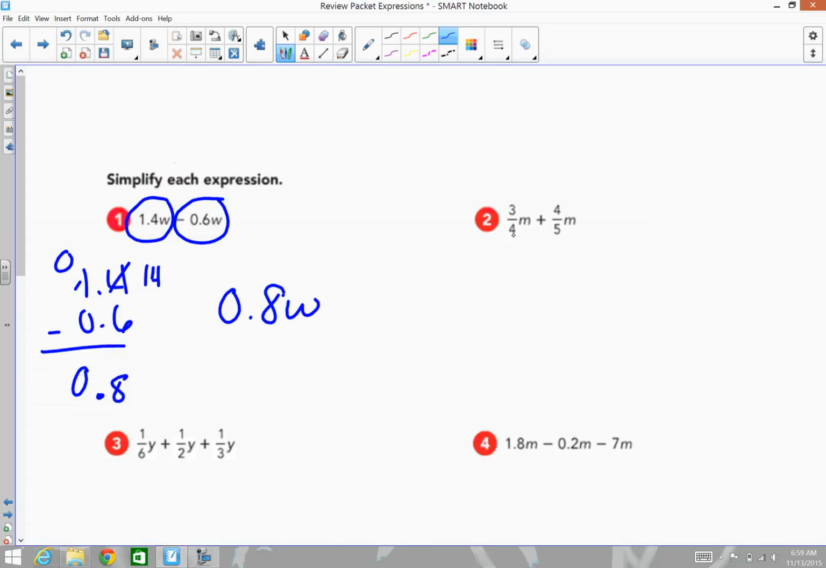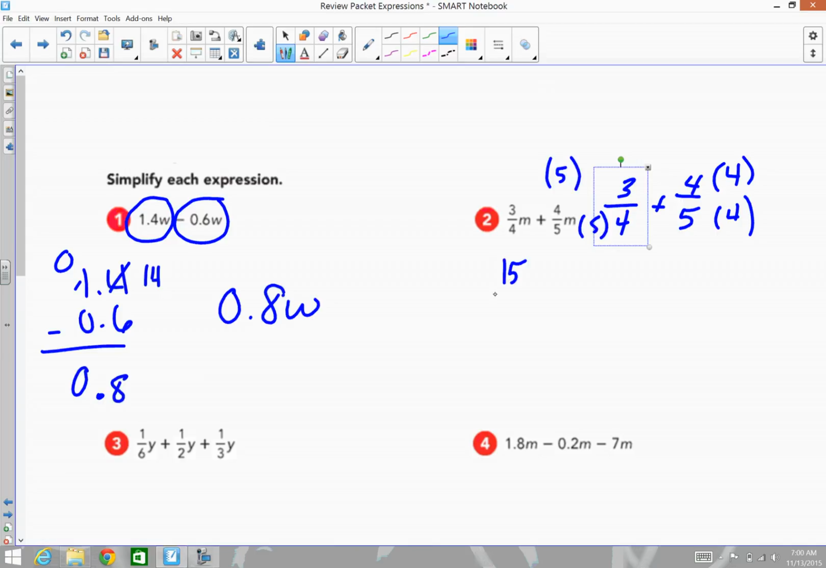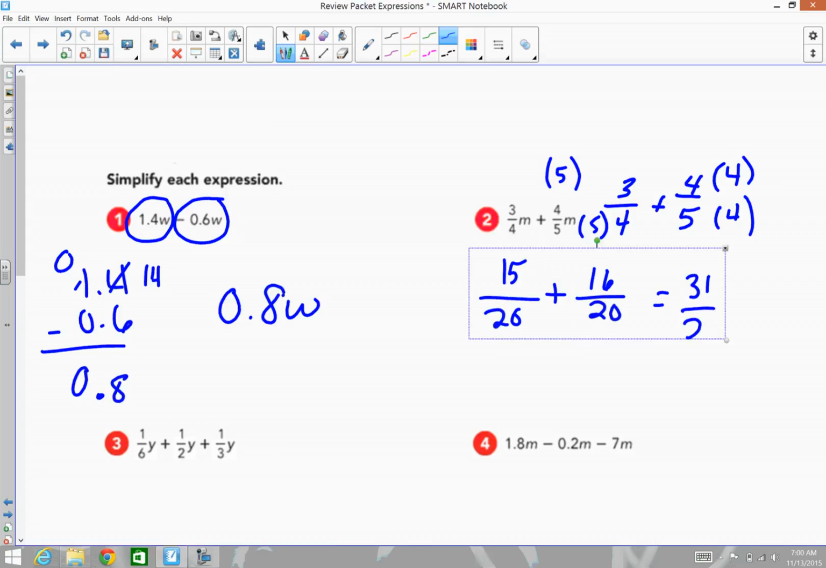Similar here, okay, both of these are from the M family, but in order to do 3/4 M plus 4/5 M, we need common denominators. What's common between 4 and 5 is 20. So we multiply this fraction by 4 top and bottom, this one by 5 top and bottom, and we get 15 over 20 plus 16 over 20 equals 31 over 20 M.